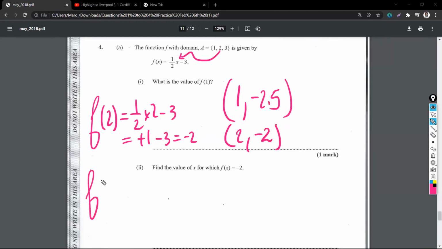And the last one would be f of 3. Put 3 in the equation, guys. You're going to get a half times 3 minus 3, and this would give you 1.5 minus 3.